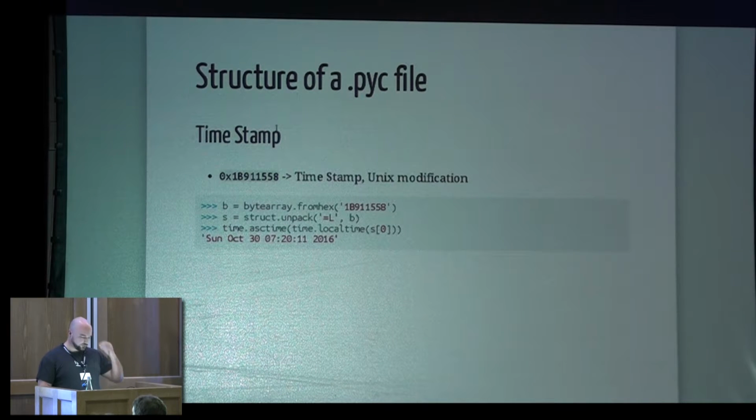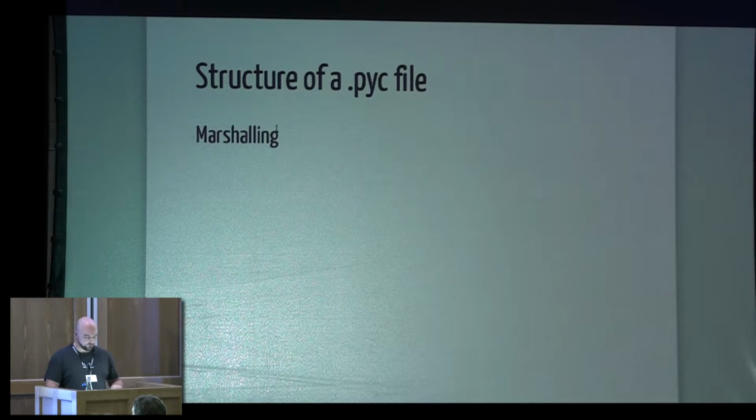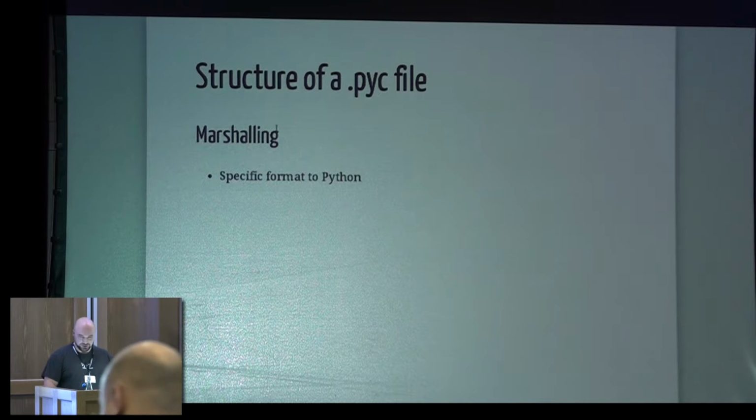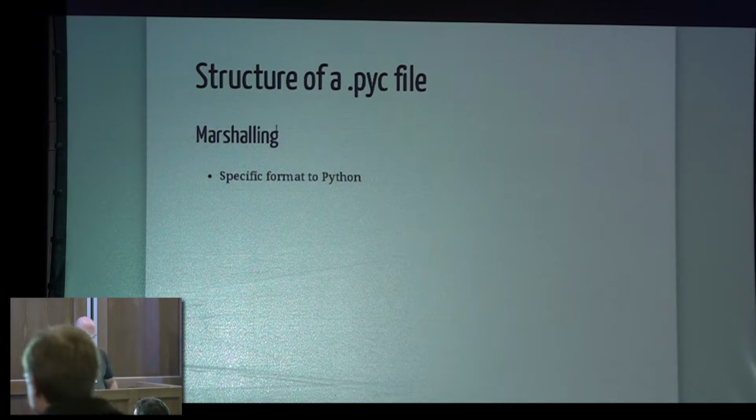So, about the structure of the PyC file, we have the marshalling. When you read the source code of the bytecode, you have the marshal module. In fact, there is no documentation about this marshal module. Nothing. The only documentation is the source code of Python. This format is just specific to Python. There is no standard for that. Maybe in PyPy, but I'm not sure.